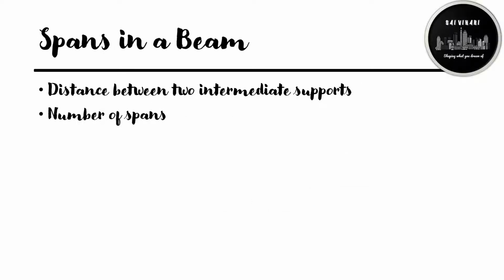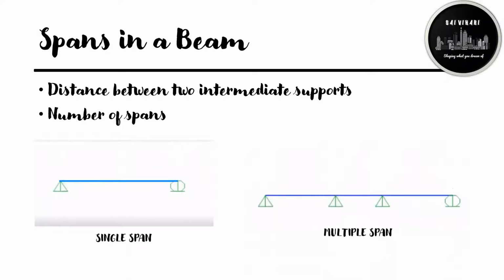Between two intermediate supports in a beam. When a beam has multiple supports, the number of spans is the number of lengths between two pairs of independent supports. Thus, we can have a single span beam or a multi-span beam as shown.